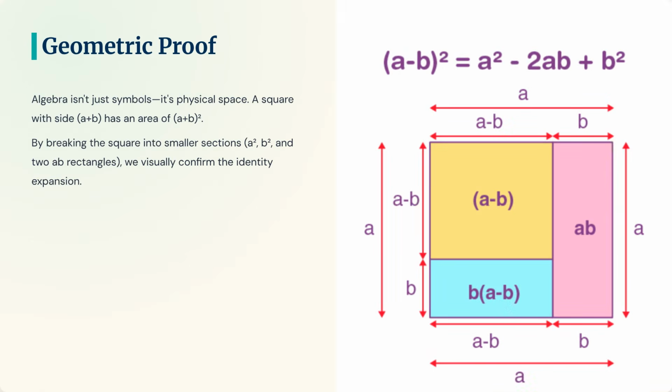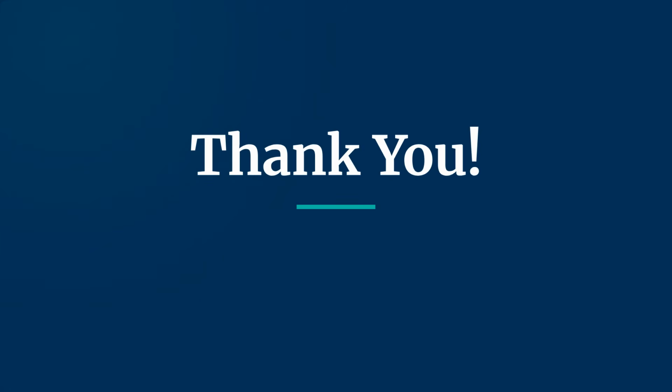Algebraic identities have a geometric basis. For example, the expansion of (a − b)² can be visually confirmed by breaking down a square into smaller geometric sections.